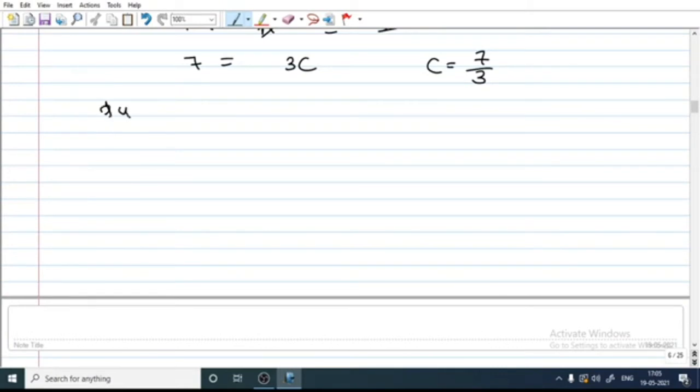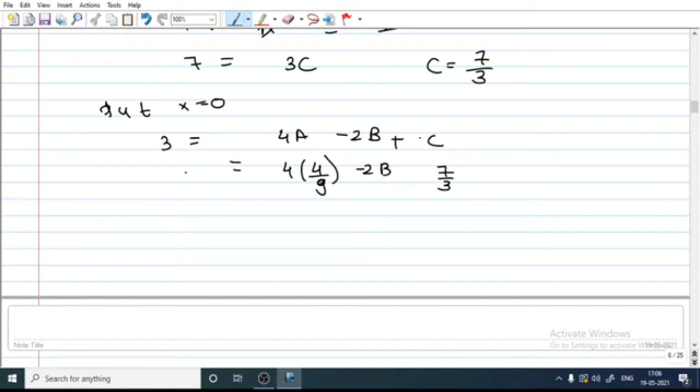Put x equals to 0. The moment you put x equals to 0, here 3 will be left, and what you are left with is a. In a, what you will write? A will be 4a, b will be minus 2b, and c will be c only. Now you can put c value as 7 by 3, and a value was 4 into 4 by 9, right? It is minus 2b, this is 3.